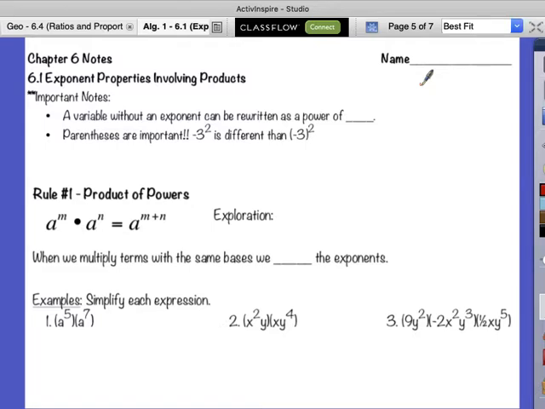Okay. So, exponent properties involving products. Let's write our name though.